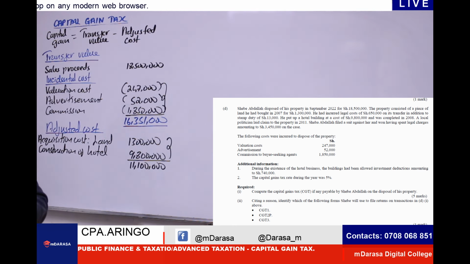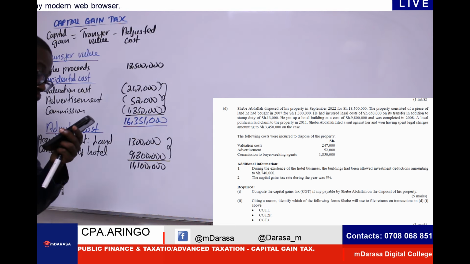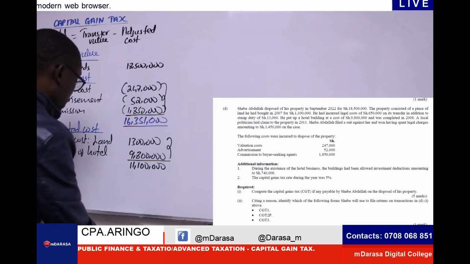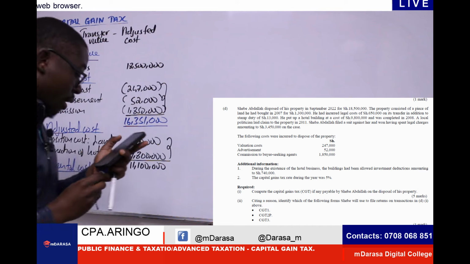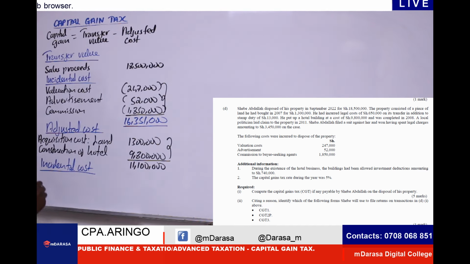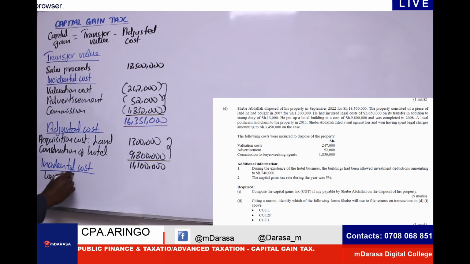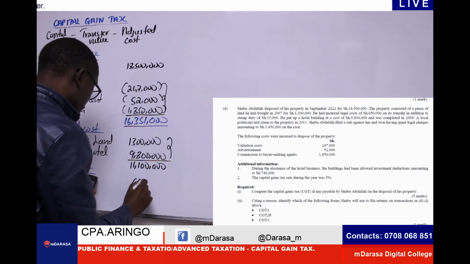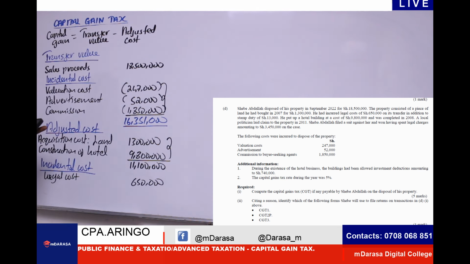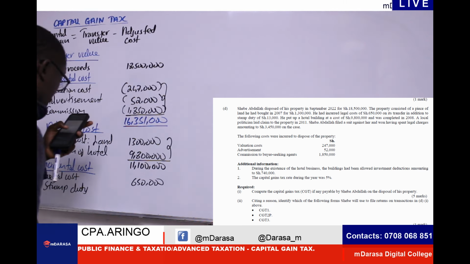Amongst our incidental costs, as per the examiner, number one is the legal cost. The property consisted of a piece of land of 1.3; he had incurred a legal cost of 650. So these are the incidental costs, which will include, number one, legal cost on acquisition of land, a value of 650,000. We are also given stamp duty on that transfer, a value of 13,000.